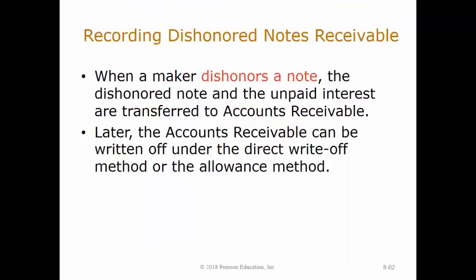If the maker of a note does not pay at maturity, the maker dishonors the note, also called defaulting on a note. Because the note has expired, it is no longer in force. Dishonoring a note is a failure of a note's maker to pay a note receivable at maturity. When a note receivable is deemed uncollectible or goes into default, it is often first transferred to an account receivable, along with any unpaid interest.